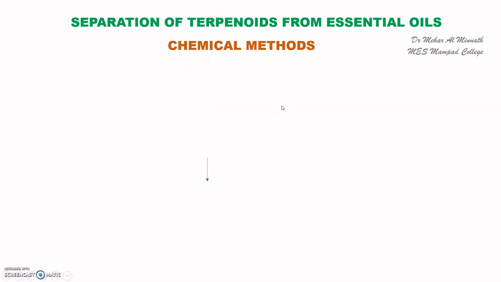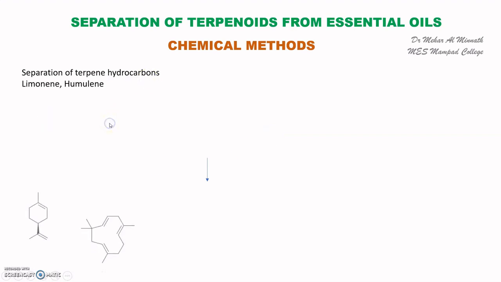There are different types of chemical methods based on the type of terpenoid which you are extracting from the essential oil. The first one is for separation of terpene hydrocarbons, that is terpenes which have only carbon and hydrogen in them, like limonene and humulene. This 6-membered ring structure is limonene, this is humulene. See, there are no other atoms other than carbon and hydrogen.